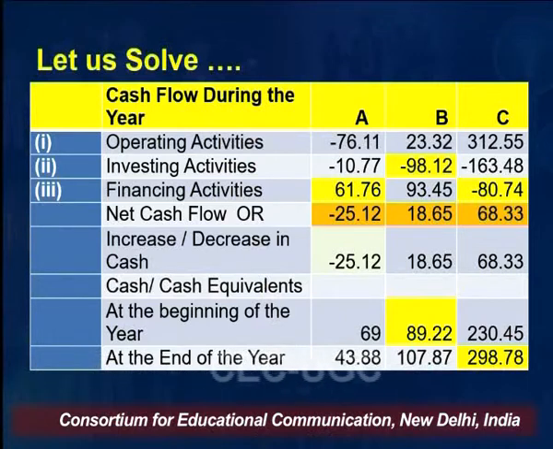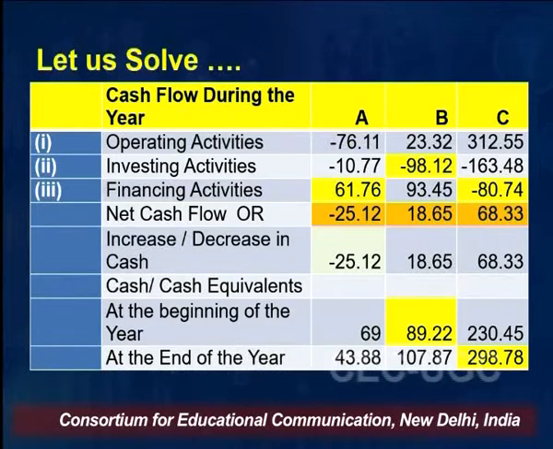So if you look at company A, what has happened? There is a negative net cash inflow of 25.12, which means the company has not been able to generate cash flow from different activities for this subsidiary company. The most significant part is that cash inflow from operating activities was also negative. So we should understand that this company could not generate cash out of operating activities, which is actually a point of concern for the company.